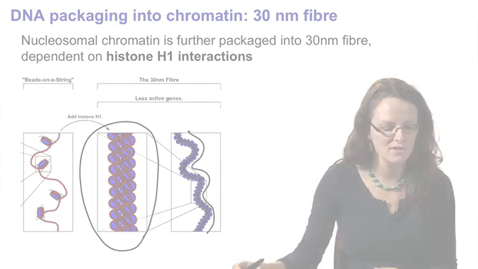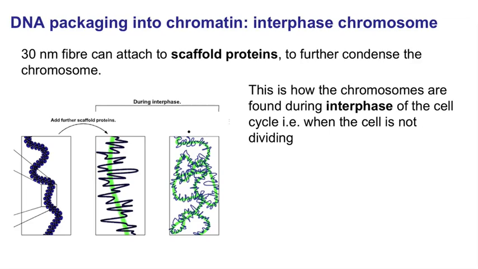If on top of this you then add in scaffolding proteins, which are shown in green in this central panel, this further condenses the chromosome down again. So now we have the 30 nanometer fiber attached to scaffolding proteins. This general structure, where we have the 30 nanometer fiber attached to different scaffolding proteins, is generally how you would find the DNA and the histones during interphase. That is when the cell isn't dividing, but it needs to be condensed at a fairly high rate.